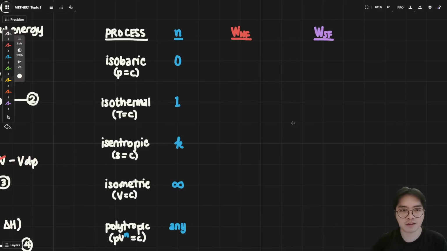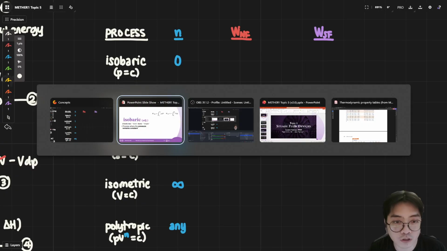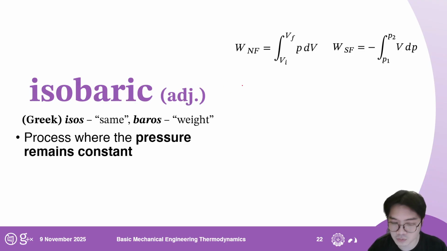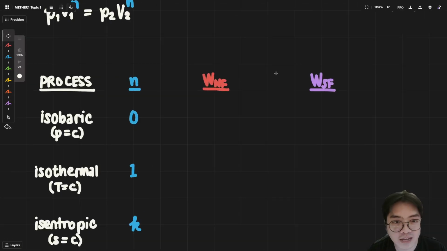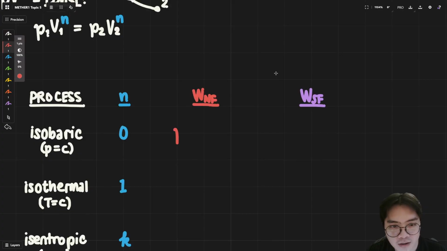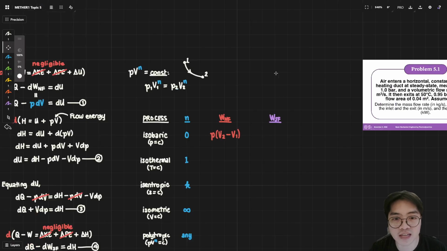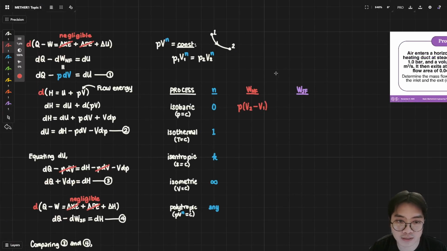For now, we will go process by process. So first we start off with isobaric processes. We have an n of 0, and our work non-flow is P times (V2 minus V1). Let us now try and get the work steady flow for an isobaric process.